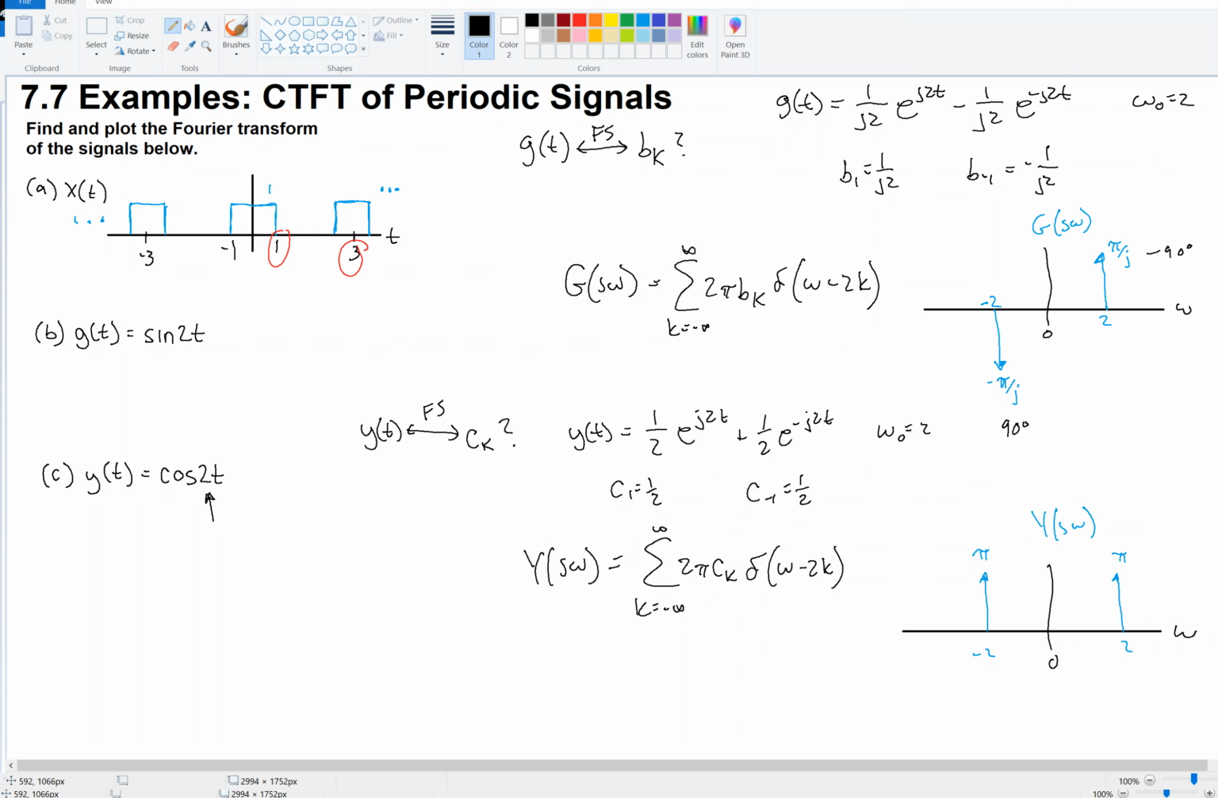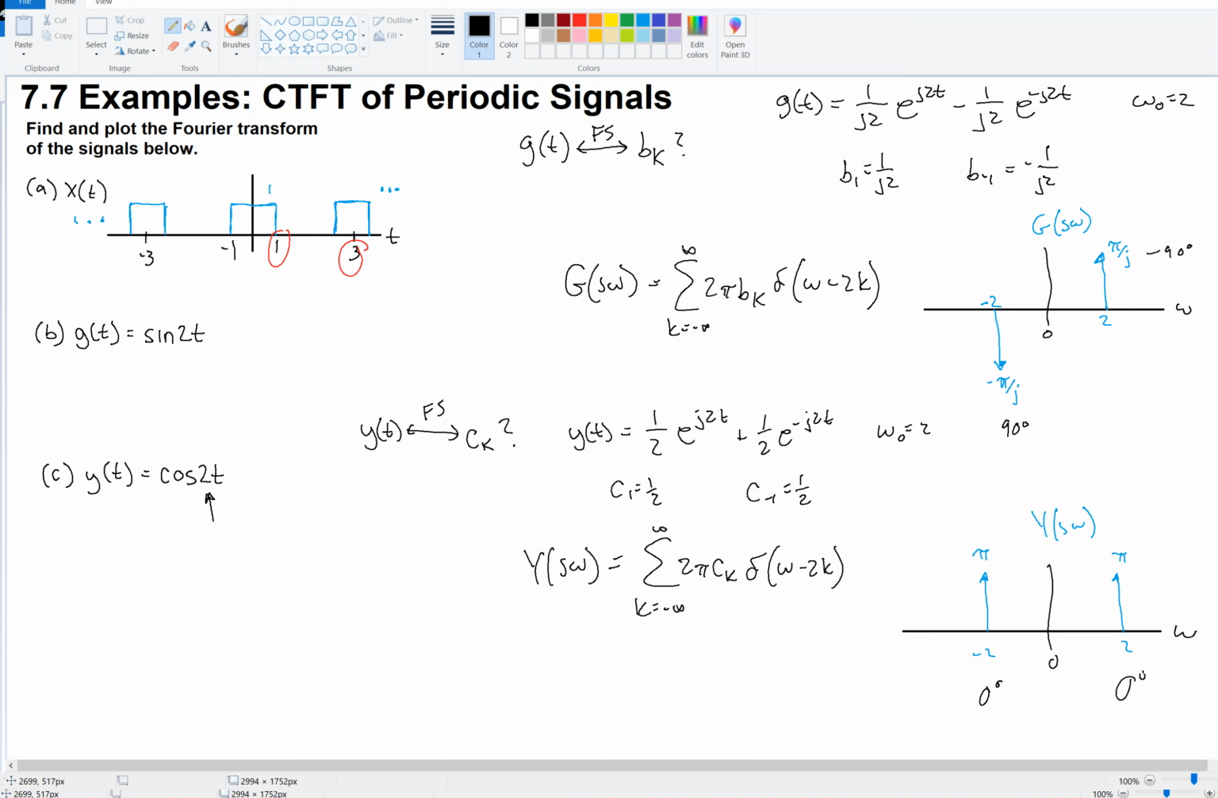So let's understand what we have. Again, the cosine has exactly two frequencies. The cosine of 2t has one frequency at 2 and one frequency at minus 2, and it has the same amount of energy at the minus 2 frequency as it does at the 2 frequency. Also, those two frequencies are in phase with one another. These are real numbers, so their phases are 0. Their phases are 0, so 0 degrees here, 0 degrees here.